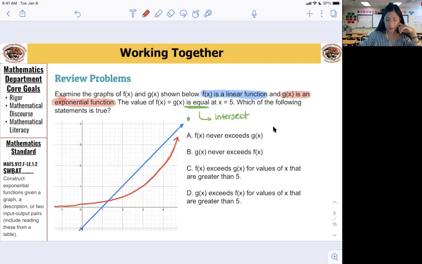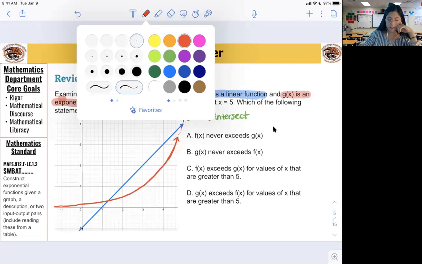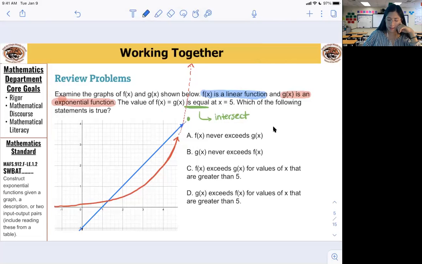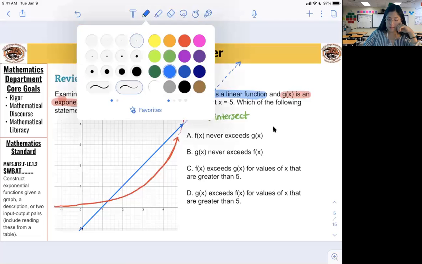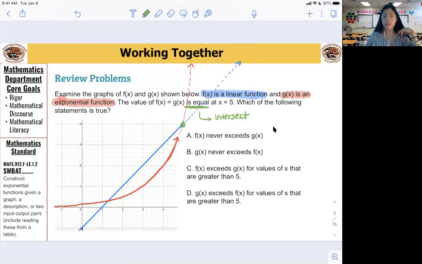Let's think about what's going to happen at this point. We can't see it because it's somewhere off the chart. But the red one is going to keep going really, really high. It's going to get steeper and steeper. Meanwhile, the blue one, what's that one going to do? Does the linear graph ever get steeper? No. It's constant because it's linear. So it's going to keep going at the same rate, forever.